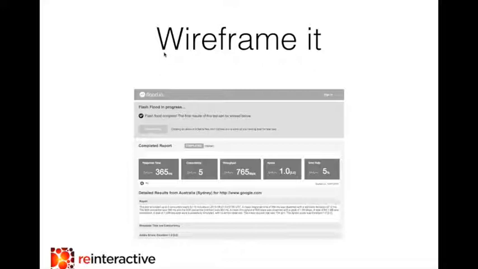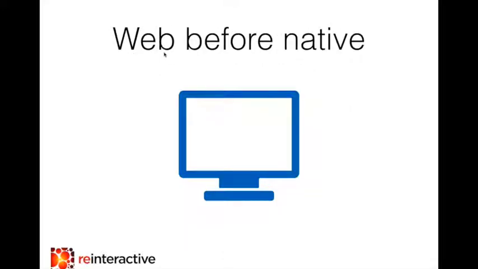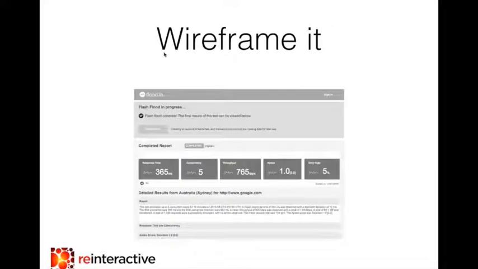All right, so another thing to consider when building your software is to consider web before native. Actually, James, I might just jump in on the wireframe thing if you don't mind.